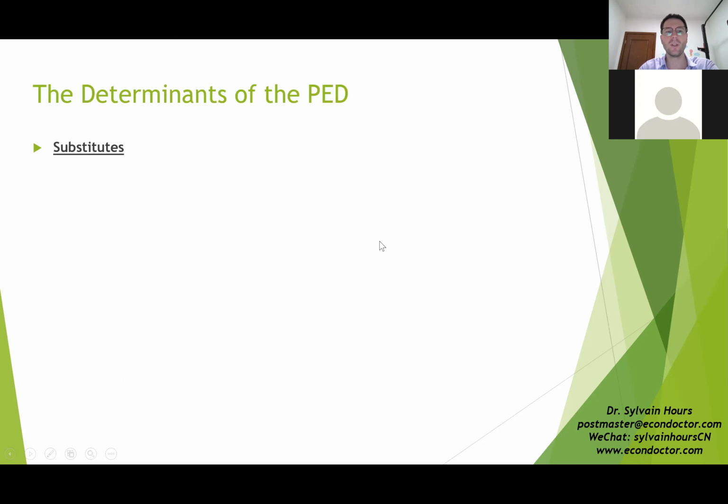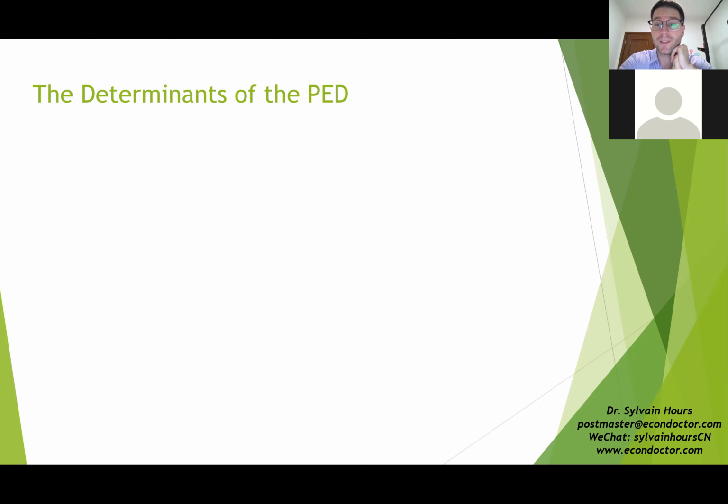Okay. Last thing that we have to do, and this is going to conclude the PED, and then we'll be able to quickly do the YED and XED because it is much quicker. There will be a few more things to say about the PES, but the YED, XED is very quick. The determinants of the PED. Okay, so essentially, your students should be able to state determinants, to explain them, and to illustrate them.